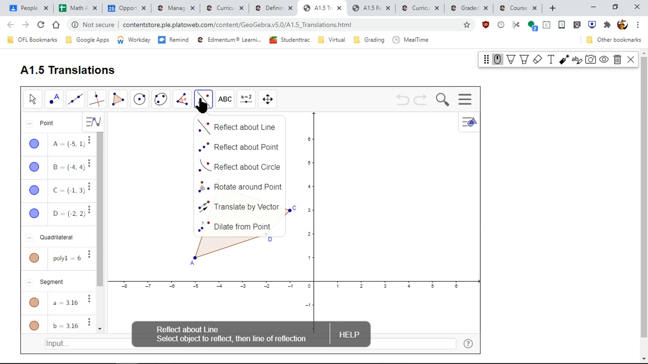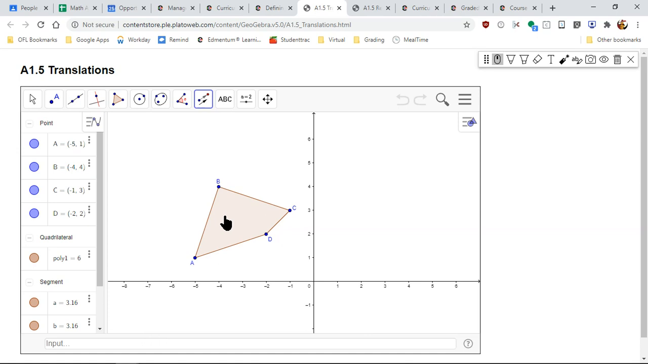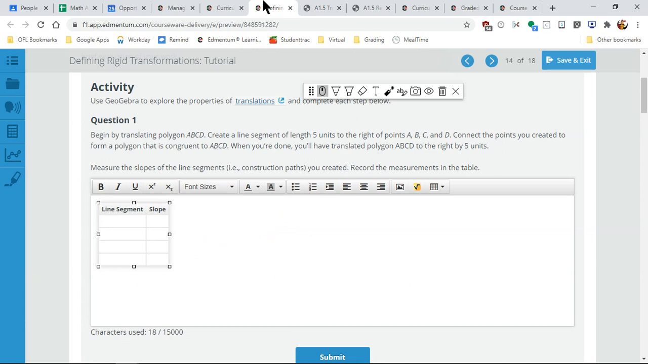So here, what we're going to do is we're going to click translate by vector. This one's going to be really hard if you don't have a mouse, unfortunately. But what I recommend doing is clicking it on your touchpad and then dragging it with another finger. So that's going to create this image here. So what we're going to do here is they want us to find the line segment. So line segment of what? Connect the points created, form the polygon, congruent.